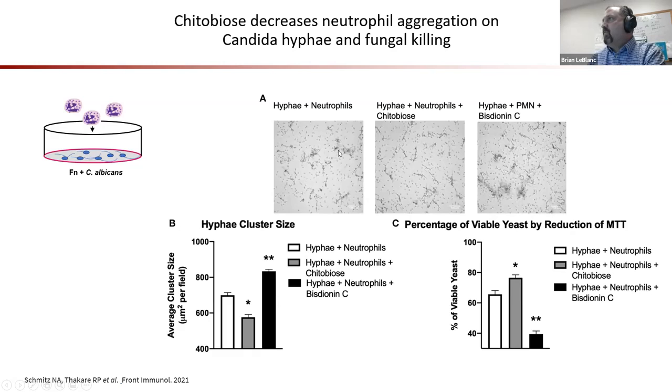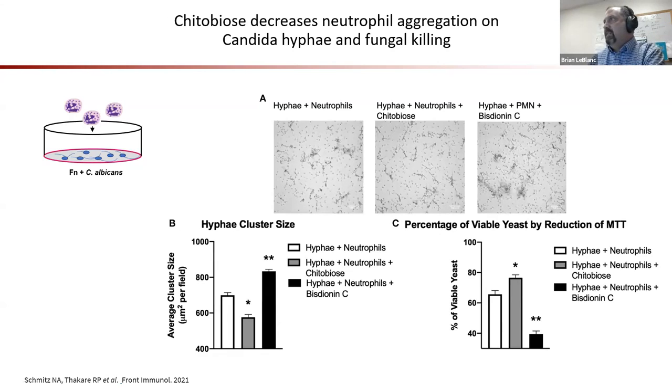Hyphae and neutrophils form these clusters. When you add chitobiose, you lose the amount of neutrophils that are responding to the hyphae. The clusters aren't as big. And when we block chitotriosidase activity using bisdionin C, you see these superclusters. So there's a much more exaggerated response, and here it is in graphic form.